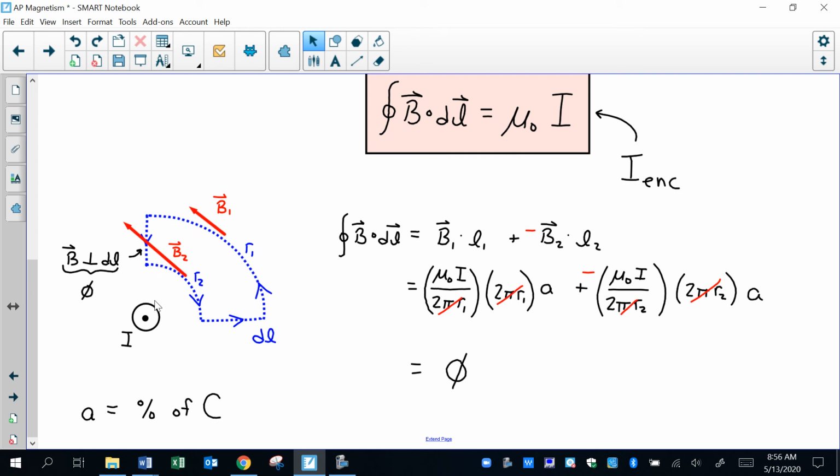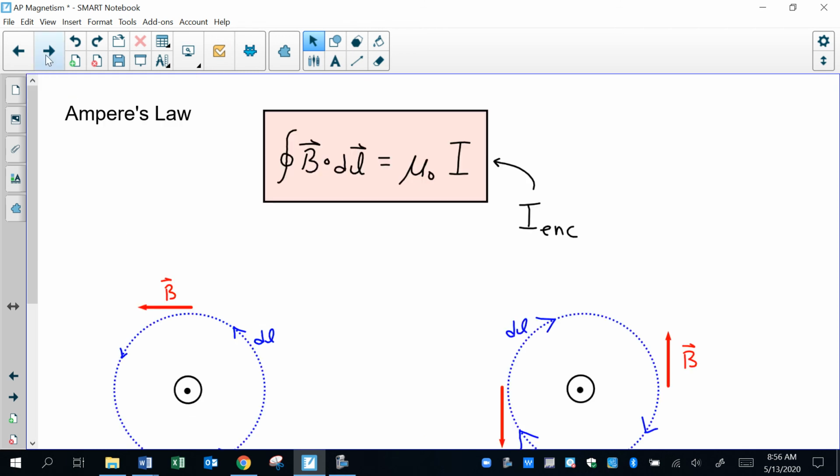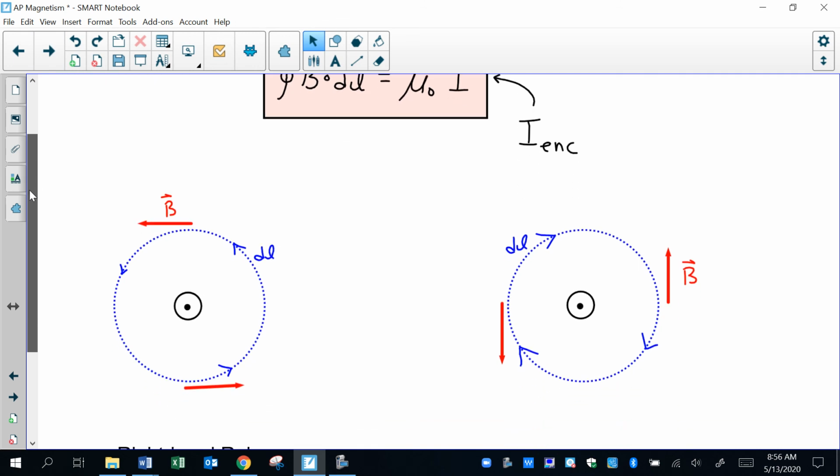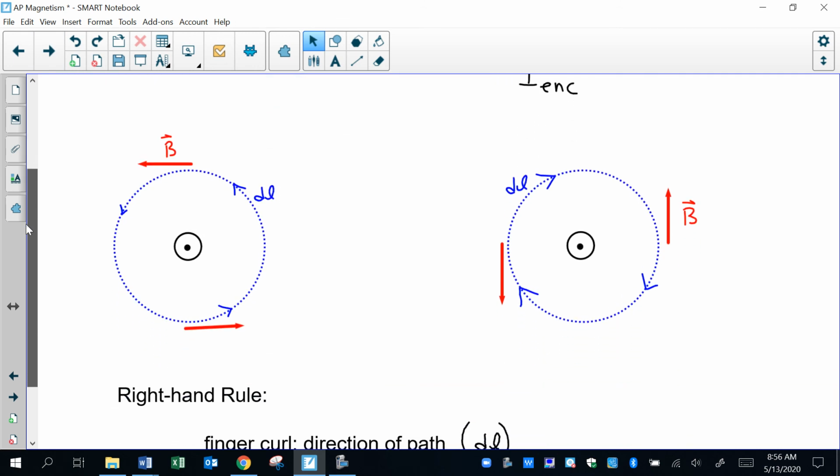So what is this showing us? You have to have your current enclosed inside the path that you choose. If you don't choose something inside the path, everything cancels out and you get 0. Right? So again, Ampere's law, there's our equation, and we've got our different shapes there.